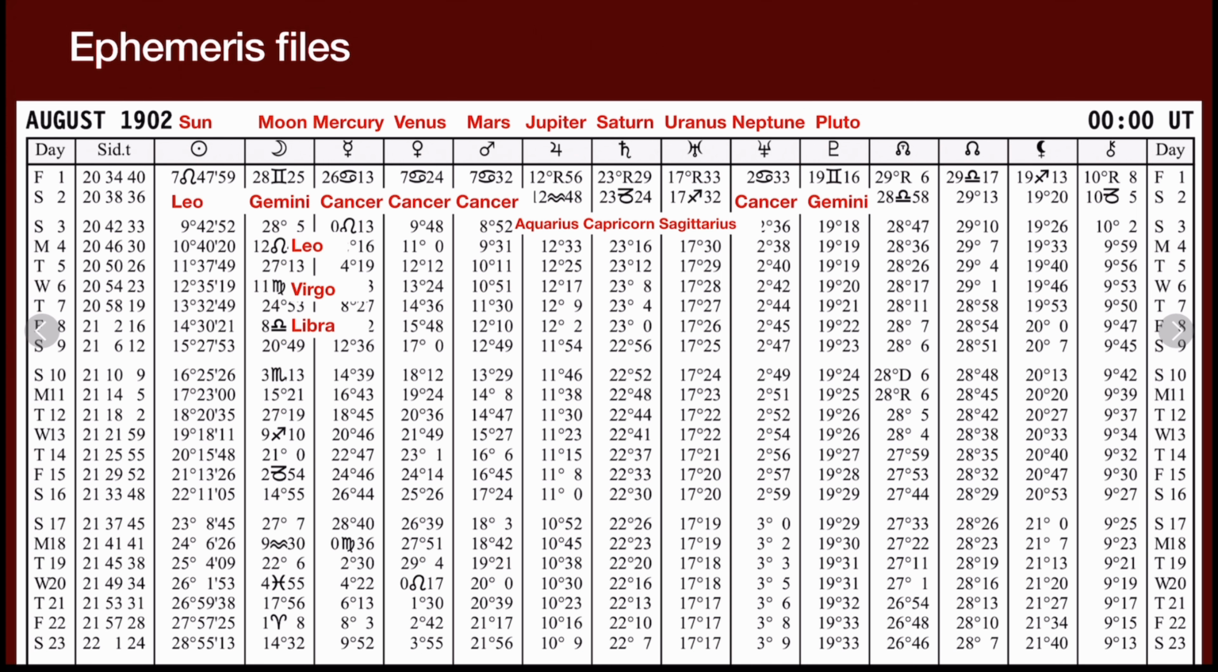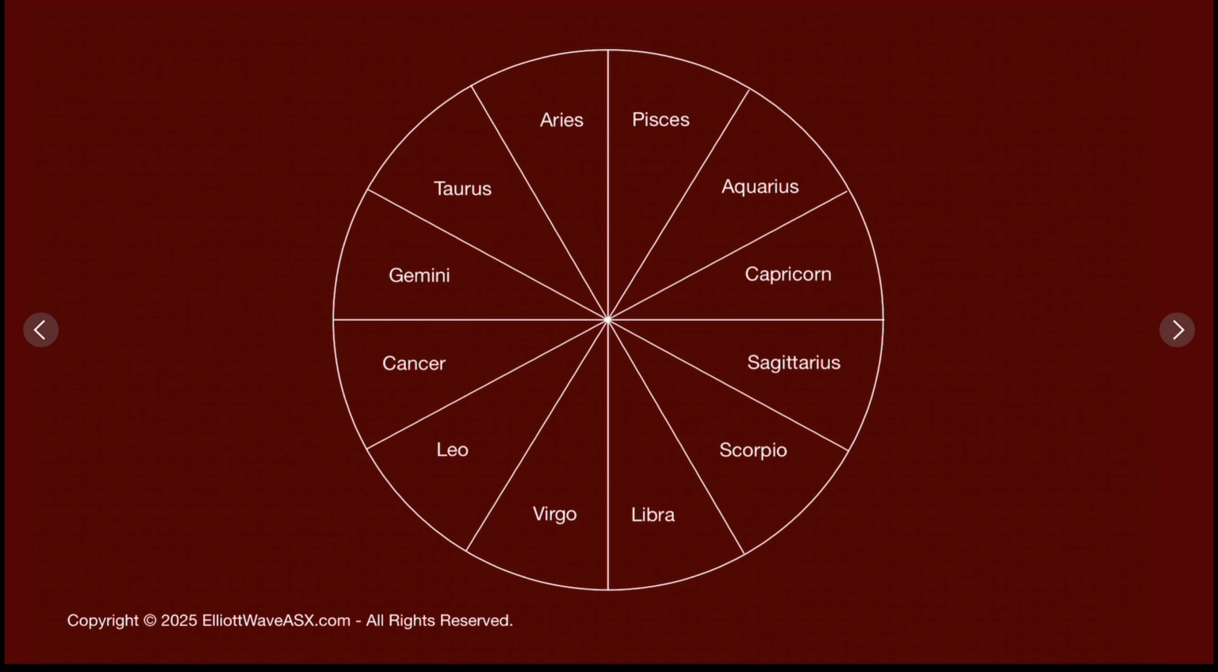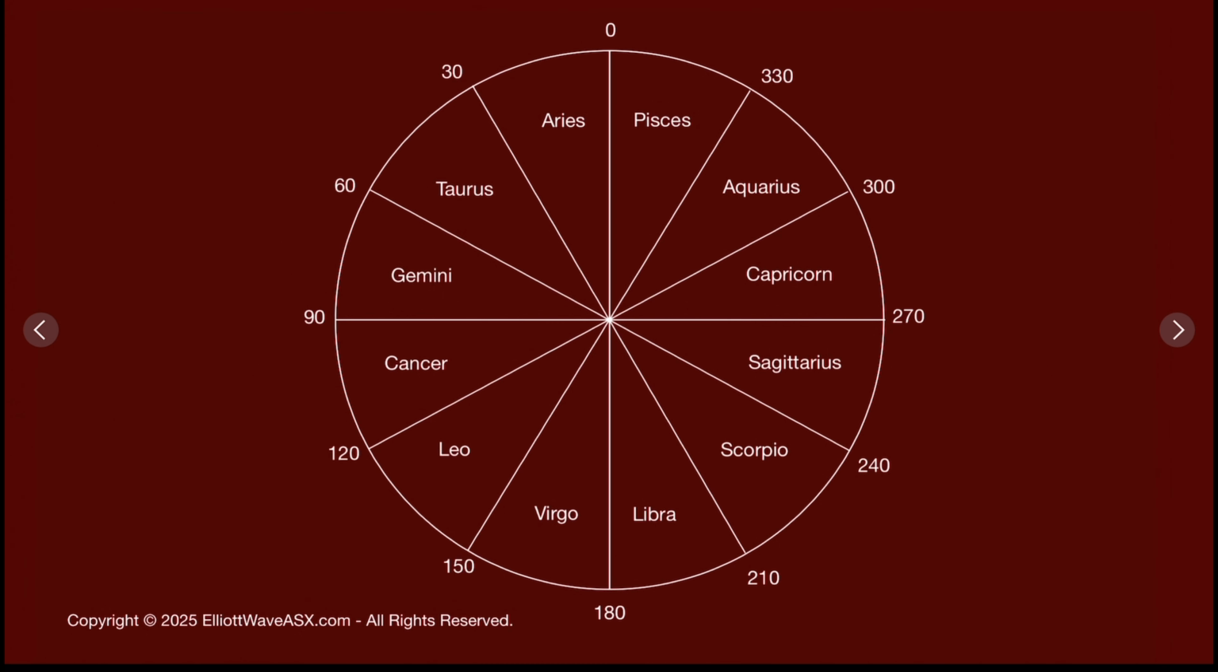Now many of these names will be familiar to a lot of people, but remember we're talking about mundane astrology, which is how planets affect everyday things such as business conditions and of course the stock market. There are 12 signs, and as there are 360 degrees in a circle, each sign is 30 degrees. Now you need to know where each sign starts.